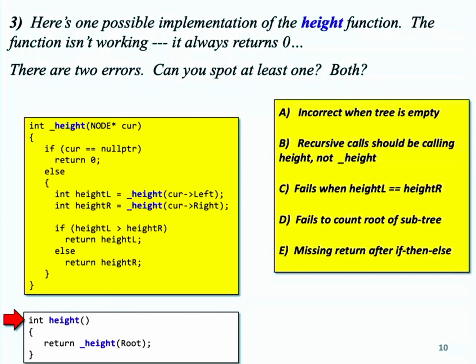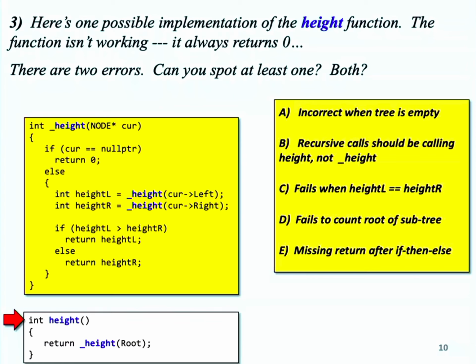All right, so let's come back and go over each of these options and see which ones are essentially the reason why this tree is not implementing the height function correctly. So option A, incorrect when tree is empty. How many people think that this is a reason why it's a possible source of error in the code?